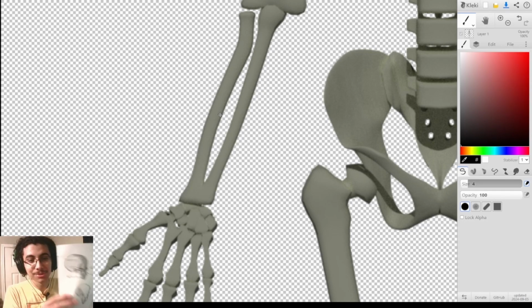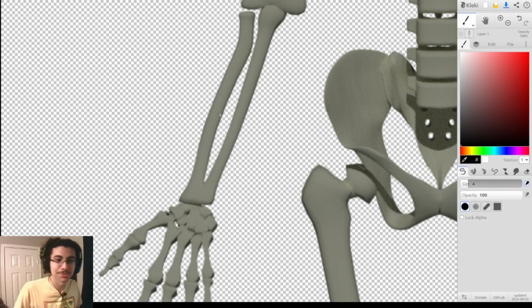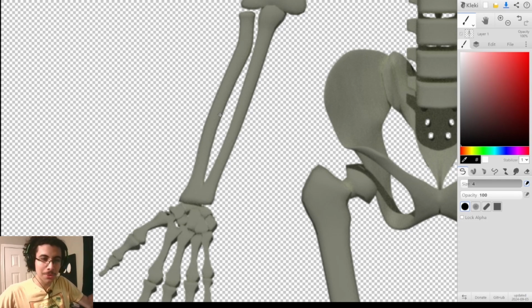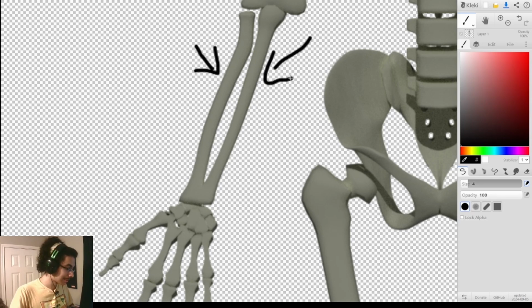Now, I'm reading off of a paper here because obviously I don't really know what I'm talking about. I haven't really studied any bones. I'm like 18, 19, 20, 21, 22, 23, 24 years old. Of course, I wouldn't know anything about the radius or the ulna, that being this bone and this bone.